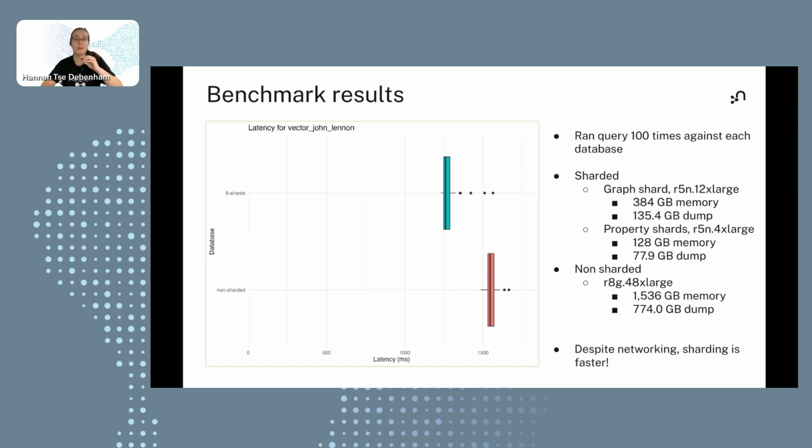And so surprisingly, we can see here that despite the added networking of having to go to the property shards for the initial and final tag name matches, because we can run the vector search in parallel across our 8 property shards, the timing of these results is actually very comparable. And in fact, in this case, the sharded version of the database performs better than the single large machine. And we see similar results with other queries that are using vector indexes and higher numbers of shards.